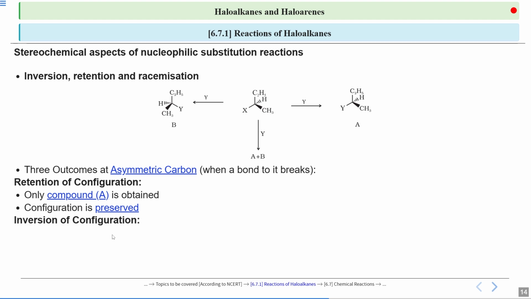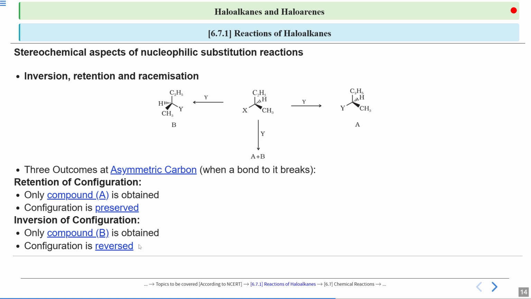The second outcome is inversion of configuration. Inversion of configuration means the configuration is inversed, so only compound B is obtained. You can compare the main reactant with product B: the geometry, or the spatial arrangement, around the asymmetric carbon is reversed in B. So when inversion of configuration is the outcome, you obtain only compound B, where the configuration is inverted compared to the main reactant.